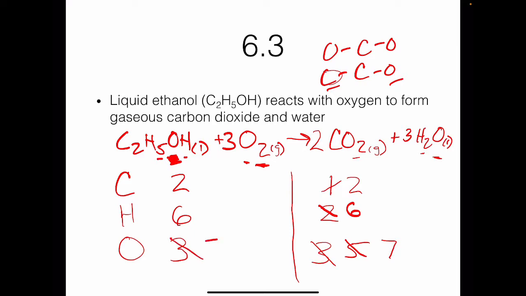If I put a 3 in front, 3 times 2 is 6, plus the 1 from the ethanol gives me a total of 7. Now you can see 2 carbon on the left, 2 on the right, 6 hydrogen on the left, 6 on the right, 7 oxygen on the left, 7 oxygen on the right. This is balanced.